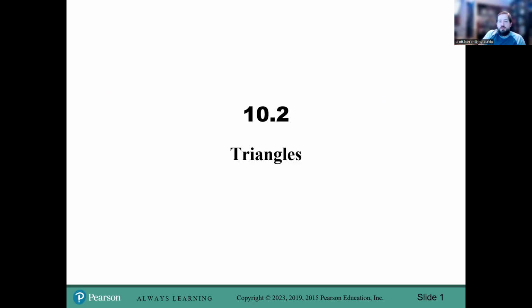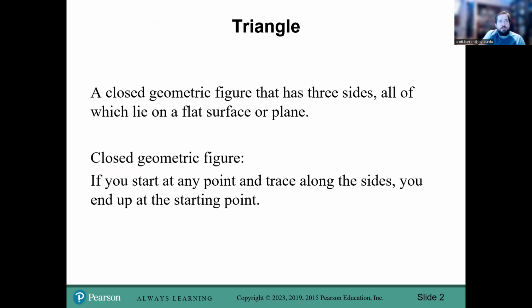So 10.2 is triangles. A triangle is a closed geometric figure that has three sides, all of which lie on a flat surface or plane. So it's a two-dimensional object. If you start at any point and trace along the sides, you end up at the starting point. That is a closed geometric figure. If you have to take your pen or pencil off the paper to get back to that starting point, it is not closed.